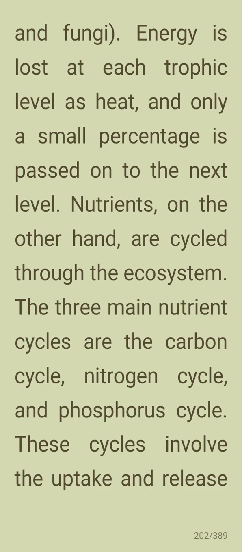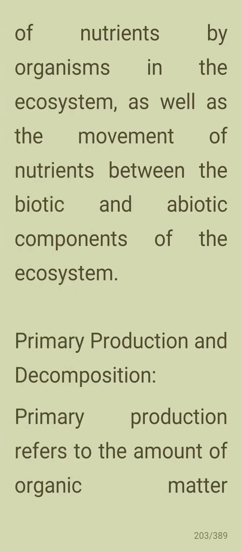The three main nutrient cycles are the carbon cycle, nitrogen cycle, and phosphorus cycle. These cycles involve the uptake and release of nutrients by organisms in the ecosystem, as well as the movement of nutrients between the biotic and abiotic components of the ecosystem.